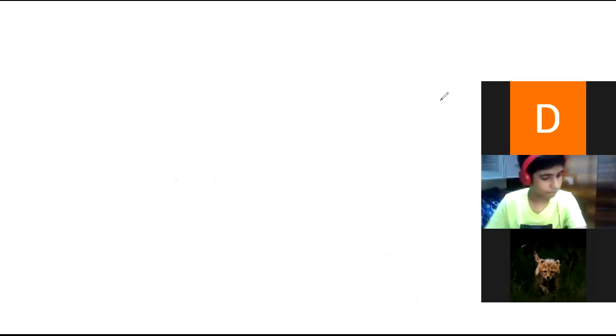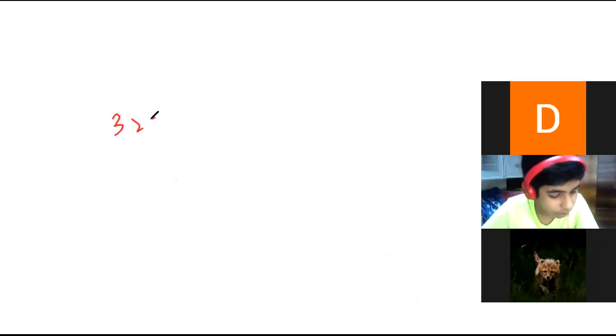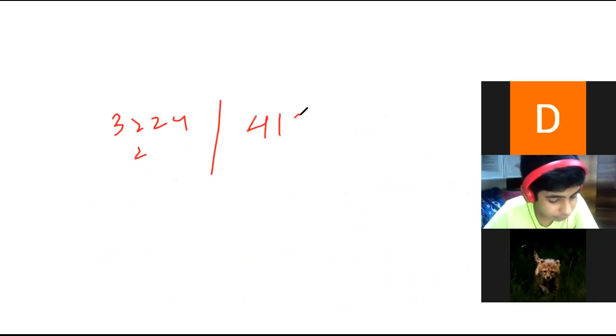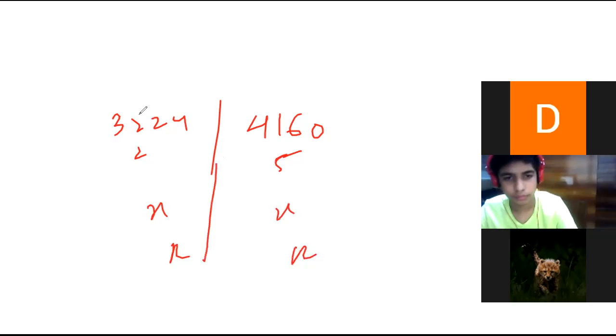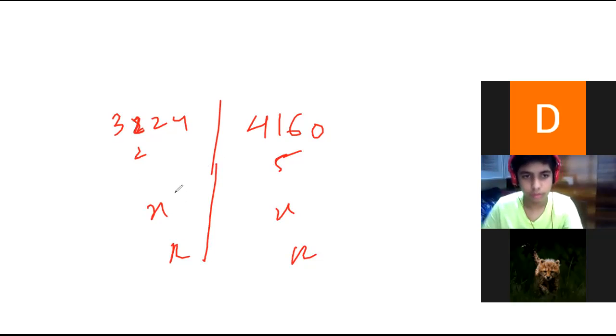Okay. Same sum. A sum of money lent at simple interest amounts to rupees 3,224 in 2 years and rupees 4,160 in 5 years. Find the sum and the rate of interest. Arnav and Shreyash. Yes, sir.